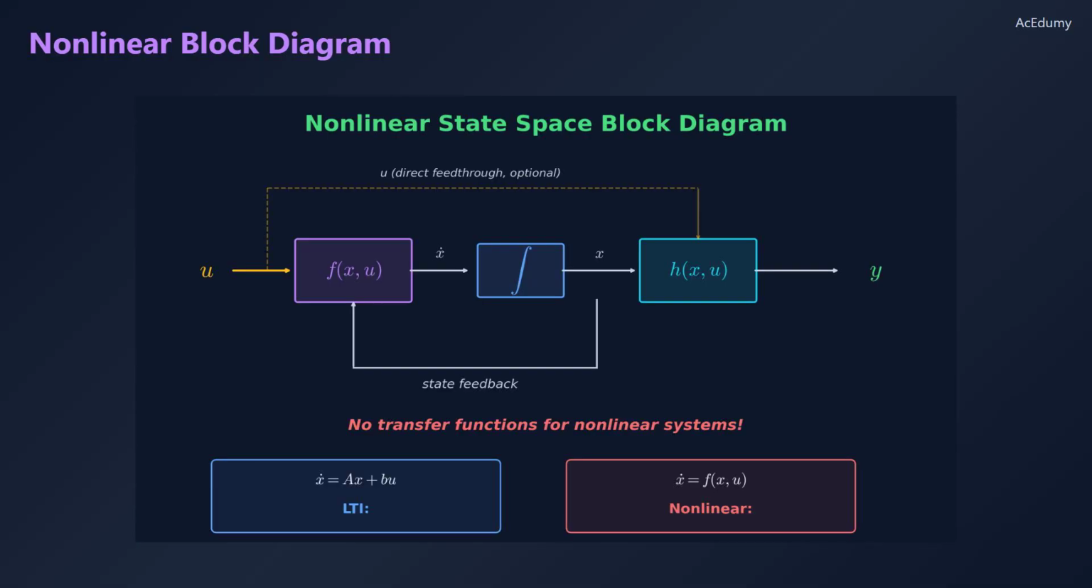The nonlinear block diagram looks different from the LTI version. Instead of transfer function blocks and summing junctions, we have nonlinear function blocks. The input u enters the function f, which outputs the state derivatives. These pass through integrators to give the states x. The states then enter the output function h to produce y. Notice there are no transfer functions here. Transfer functions only exist for linear systems. For nonlinear systems, we must work directly with the state equations.